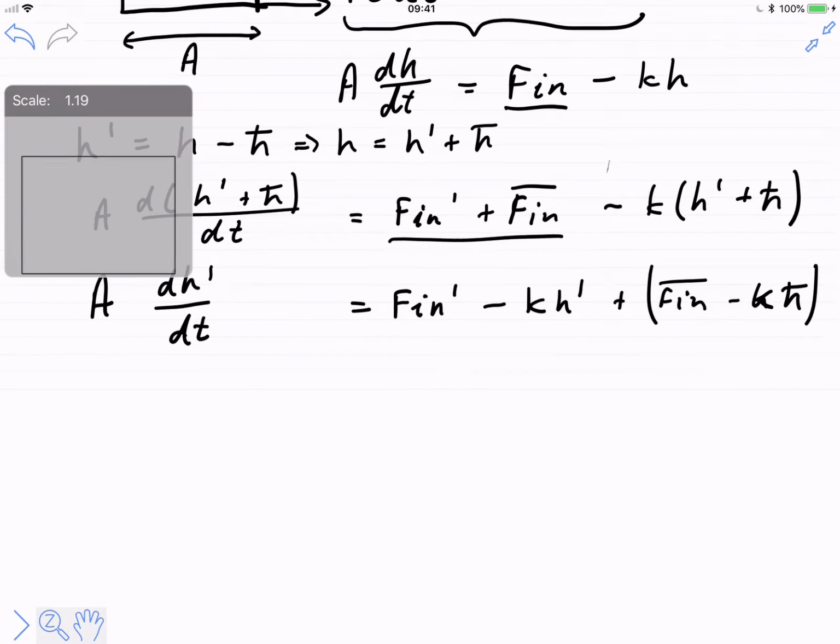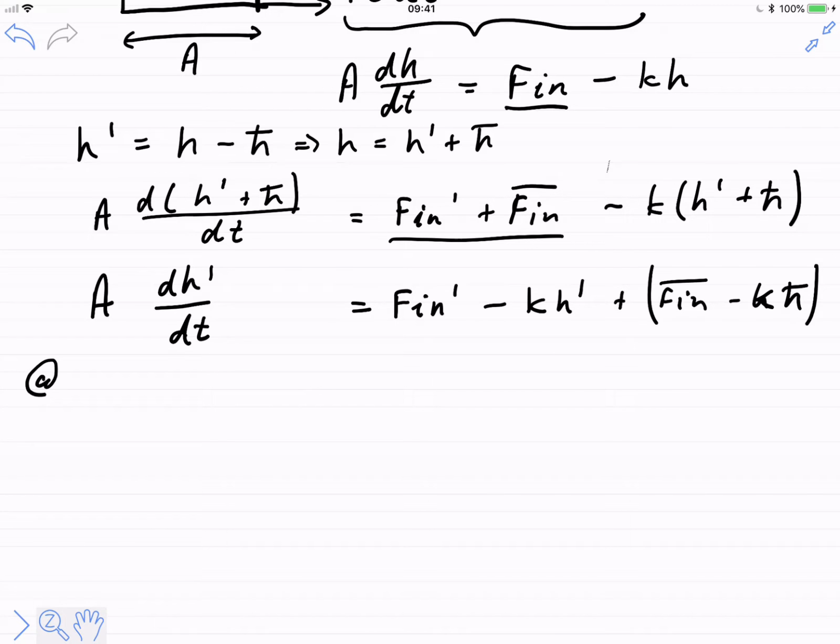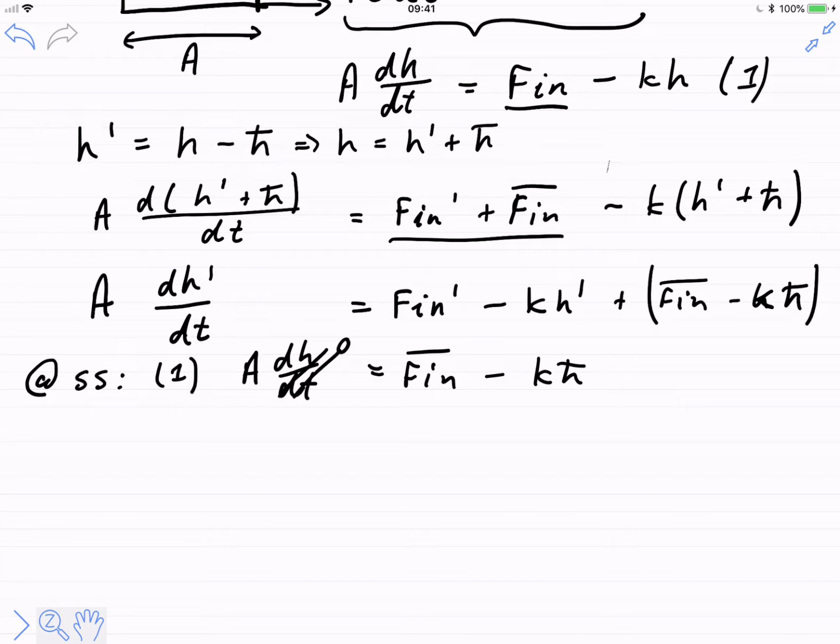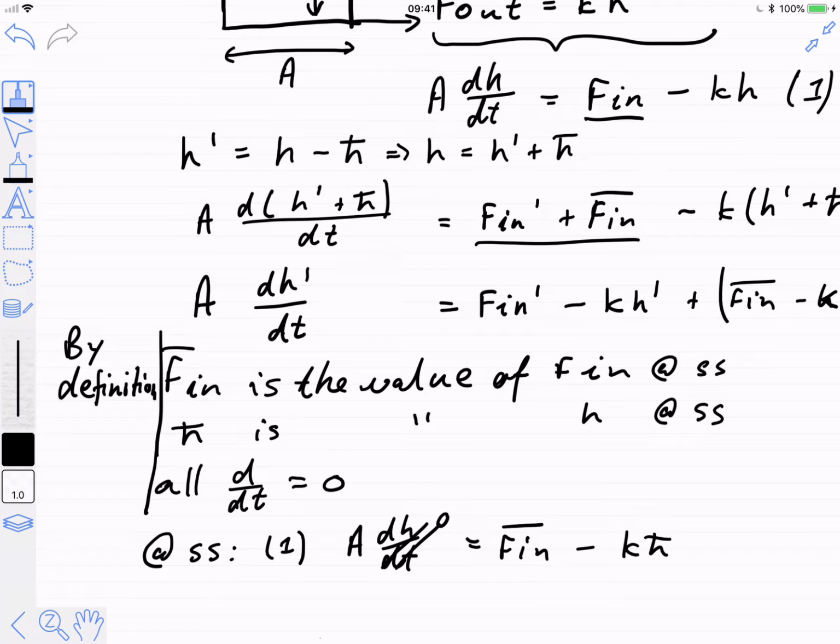But let's move this up a little bit and say, right, at steady state, if I rewrite that same equation over here, let's call that equation 1, it becomes a dh/dt, which is equal to 0, right, is equal to f in bar minus kh bar. Why am I writing the bars? That's the definition of the bars. So those are the definitions of steady state, right? At steady state, the derivatives are 0. That is what steady state means, right? Nothing is changing. At steady state, nothing changes. That's the definition of steady state.